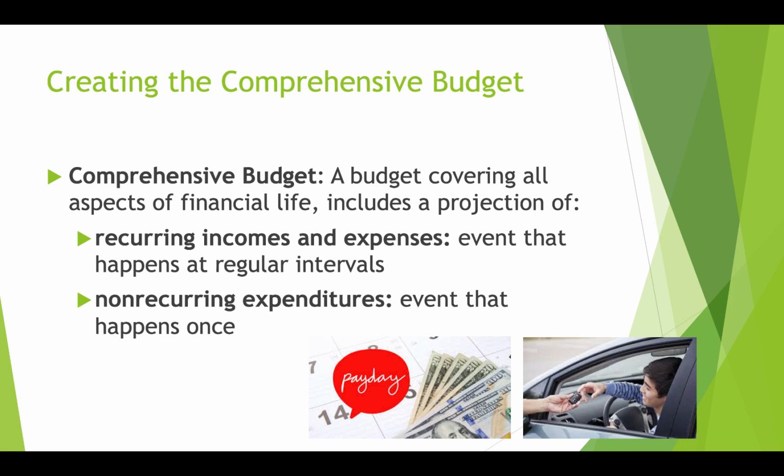A comprehensive budget is one that covers all aspects of financial life and includes a projection of recurring incomes and expenses and of non-recurring expenditures. So recurring income would be earnings like your weekly or monthly paycheck, and recurring expenditures are things like living expenses, like your cell phone bill every month, or how much money you're setting aside regularly on a monthly basis for savings, or perhaps monthly investment deposits. So I invest a monthly portion of my paycheck, so I can't touch it. Now, non-recurring expenditures are one-off events like buying a new car or buying a home.